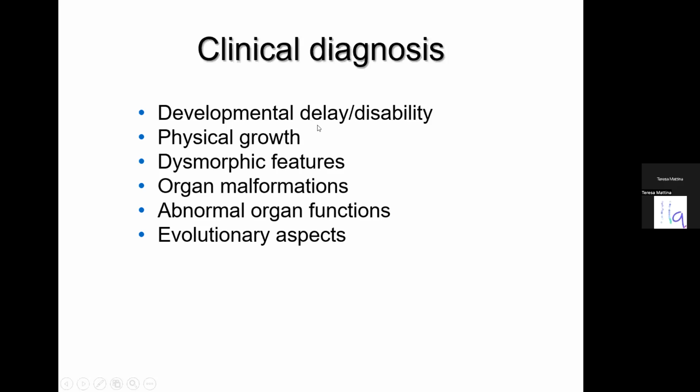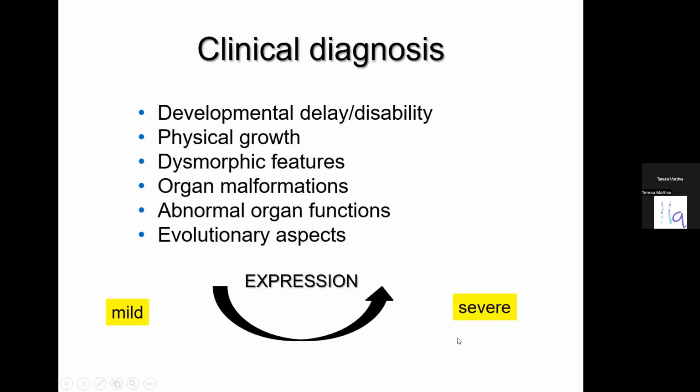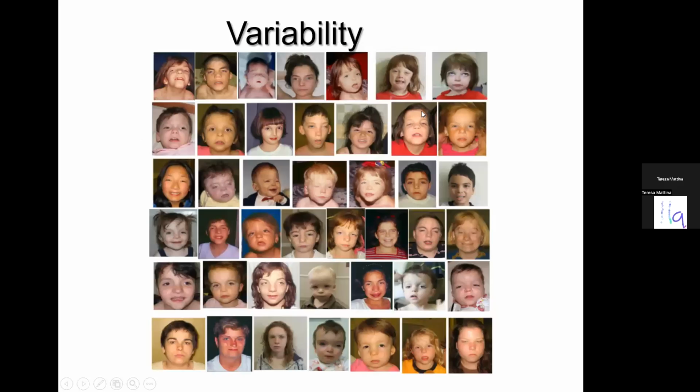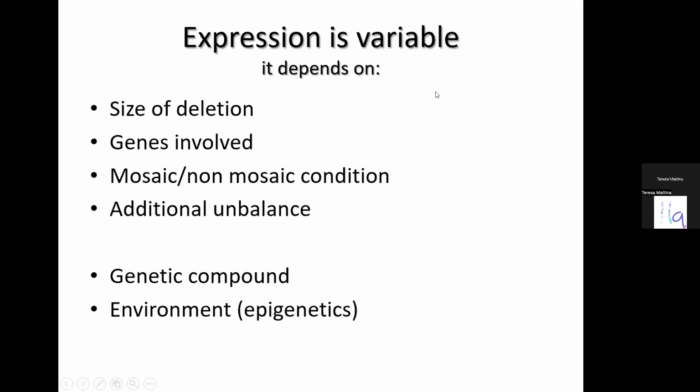Clinical diagnosis. We must check for developmental delay, disability, physical growth, dysmorphic features, organ malformation, abnormal organ functions, and remember evolutionary aspects, things that may change with time. This is expression. Expression can be mild or severe. And here you can see many faces with mild or severe dysmorphic features.